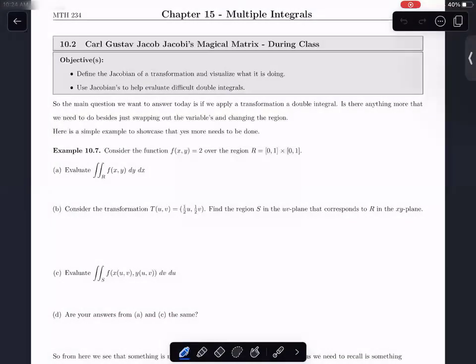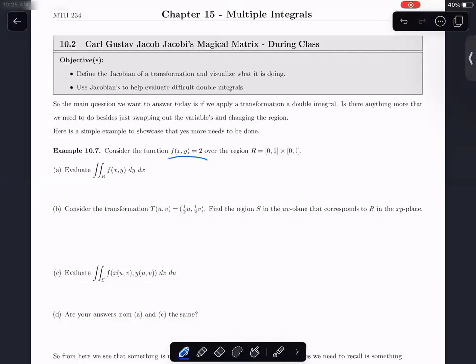The first thing that I'd like to do is just try to naively do some integral here and see what happens, and see if everything works out or if we need to make some modifications. So in my example, we have a very nice function, right? No matter what x and y are, the function always outputs 2. We also have a pretty nice region. It's just a unit square.